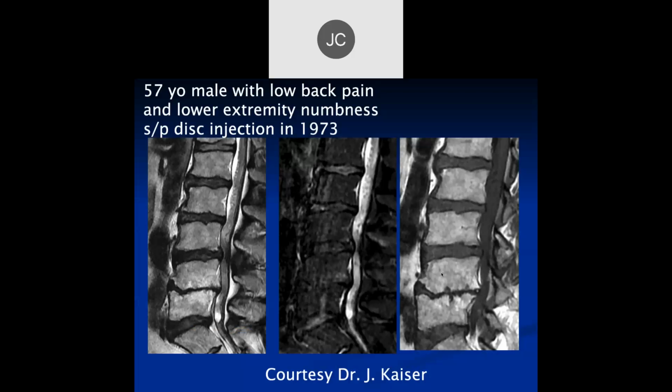All right, 57-year-old male, low back pain and lower extremity numbness, status post disc injection in 1973. What year is it now? Now, let me just say, this would be 1988, okay. Recent case. So, he has multi-level disc degeneration, most pronounced at L4-5 there.